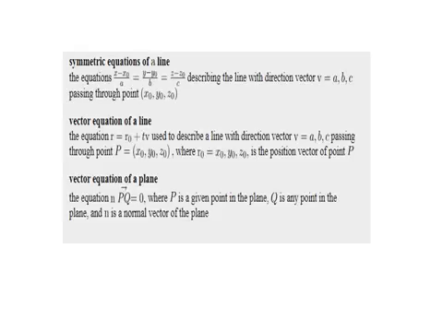Vector equation of a plane. The equation n dot PQ equals 0, where P is a given point in the plane, Q is any point in the plane, and n is the normal vector of the plane.